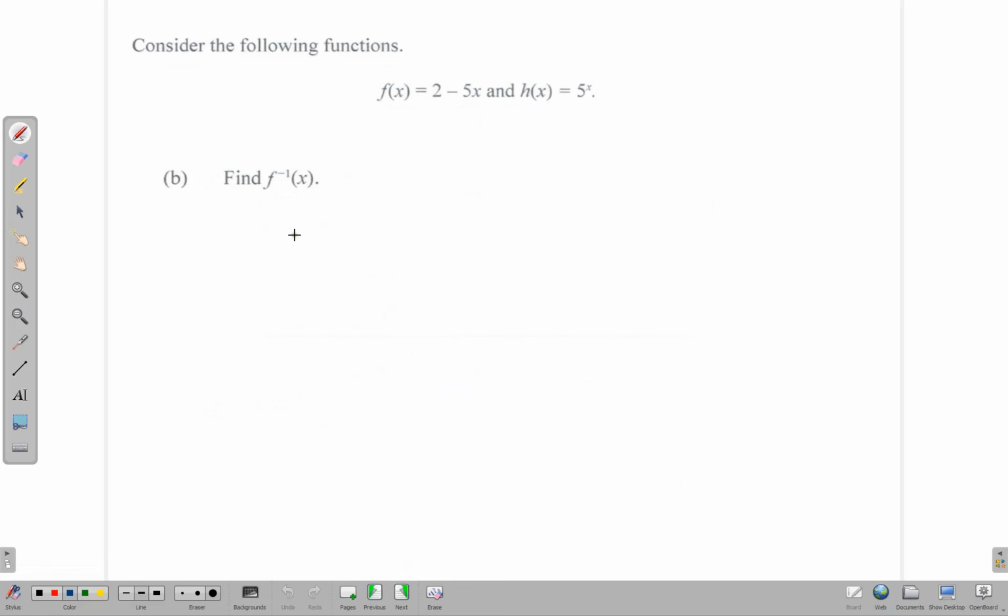Here we want to find the inverse of f of x. And so to find the inverse of f of x, first we start by saying, okay, let f of x be equal to y, which means 2 take away 5x is equal to y. Then we do a switch of the variables. 2 minus 5y is equal to x. So equal y, then switch x and y, and then we solve. In some textbooks they do the solving and then the switching. Either way, it doesn't matter as long as you remember to switch it in the end.